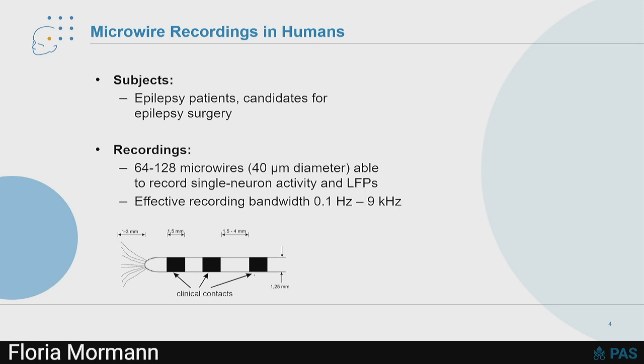We need to implant electrodes into their brains, and electrodes like the ones pictured in the schematic there have been around for at least 50 years, so-called depth electrodes, and they have cylindrical contacts that allow us to record the electrical activity of bulk brain tissue, maybe a milliliter of brain volume.